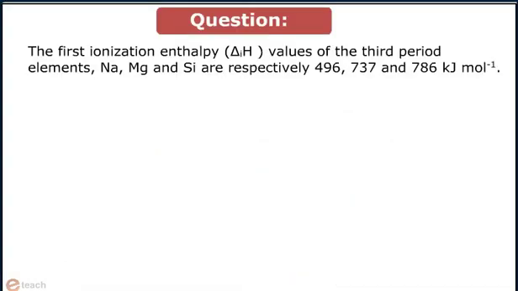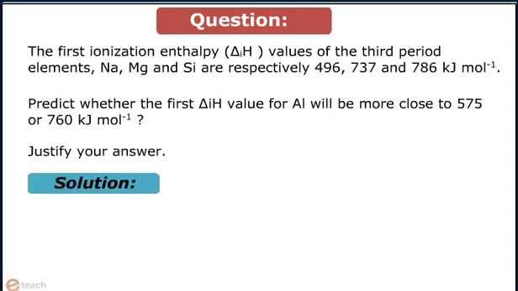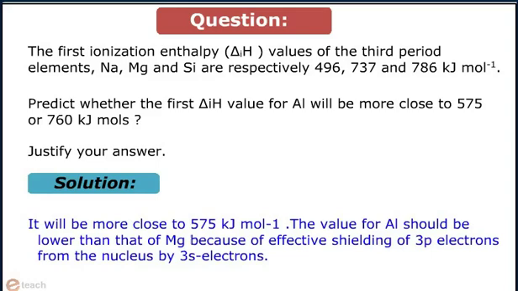Question: the first ionization enthalpy values of the third period elements sodium, magnesium and silicon are respectively 496, 737 and 786 kJ per mole. Predict whether the first ionization enthalpy for aluminium will be more close to 575 or 760 kJ per mole. Also justify your answer. Solution: it will be more close to 575 kJ per mole. The value for aluminium should be lower than that of magnesium because of effective shielding of 3p electrons from the nucleus by 3s electrons.